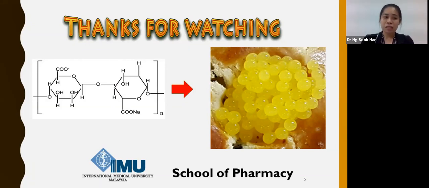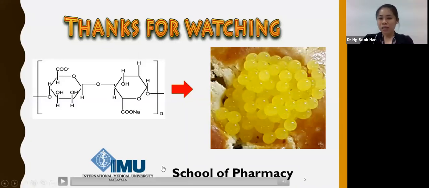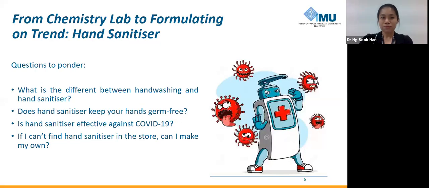So the possibilities are endless. For example, make a balsamic vinegar caviar and sprinkle it over a bowl of salad, or top your pasta with a ketchup caviar, or even garnish a bowl of ice kacang with palm sugar caviar. So this caviar making is something related to chemistry. Besides cooking in the kitchen, a pharmaceutical scientist can also easily formulate any formulations.